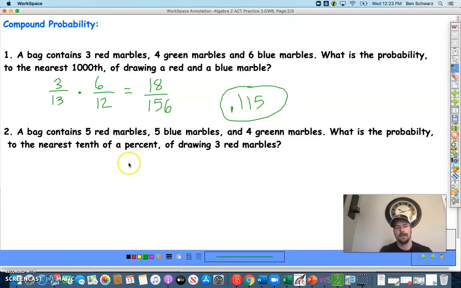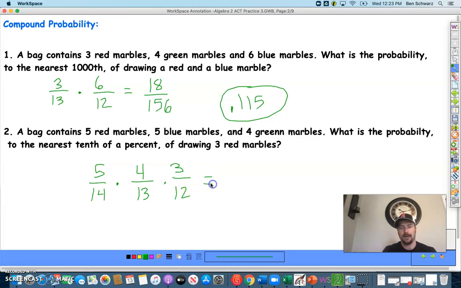Okay, and then the next one, we have 5 reds, 5 blues, 4 green marbles. What's the probability to the nearest 0.1% of drawing 3 red marbles? The probability of getting a red is 5 out of a total of 14 on the first draw. Then we find the probability of drawing the second one. Now there's only 4 red marbles left out of 13 total marbles. And then for the next one, there's 3 red marbles left out of a total of 12 marbles.